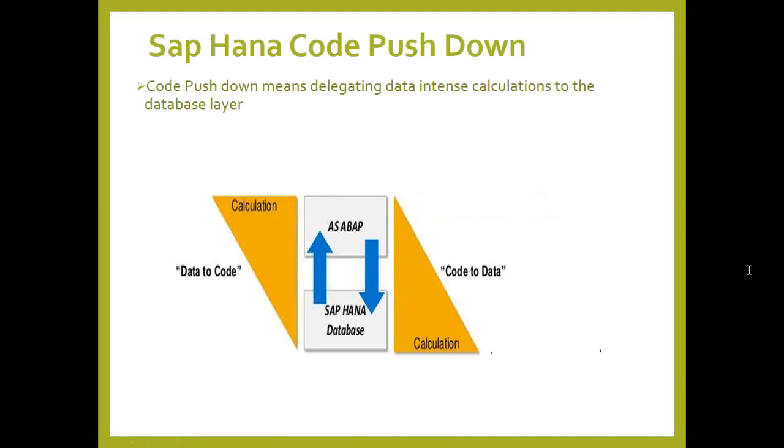Suppose you are creating a maintenance view. In a maintenance view, in events, you can write logic like graying out some fields. But events like PAI and PBO are not extraction events. They are about what to do after taking the data. While extracting, we cannot write any logic.